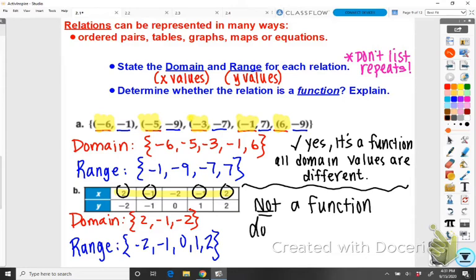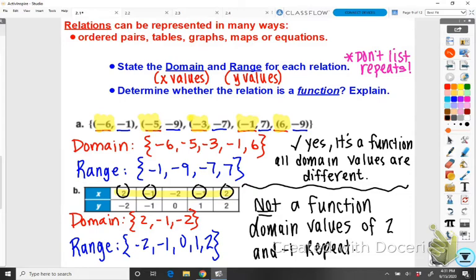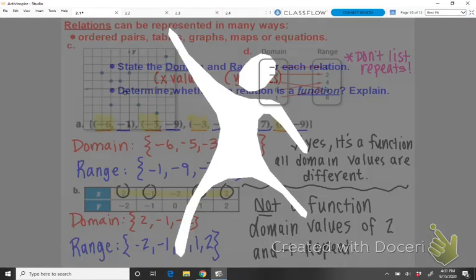You could say domain values of 2 and -1 repeat. Or you could say they go to more than one y value. Okay, then we have 2 more.